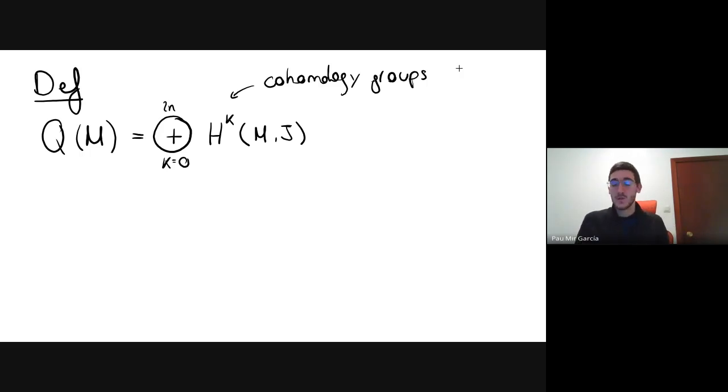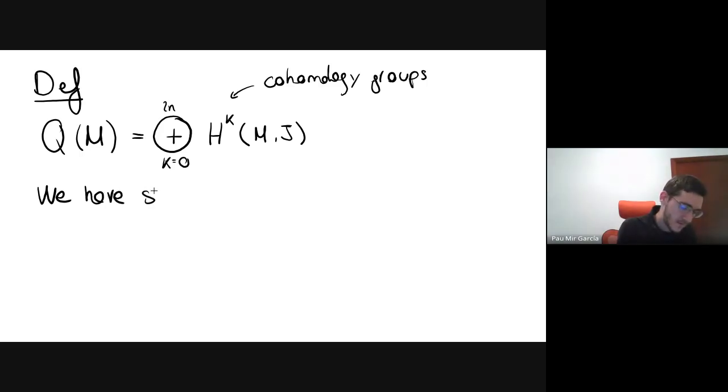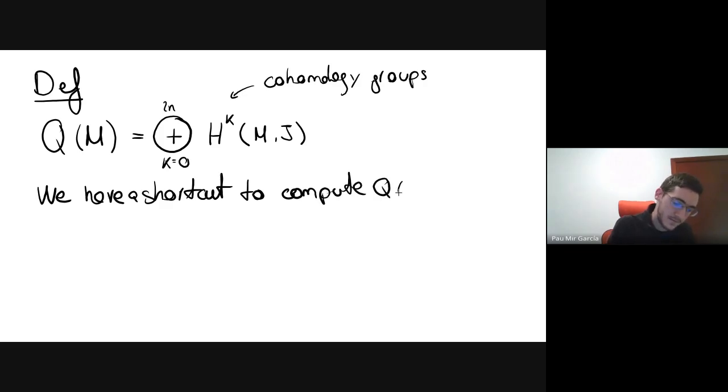What is interesting, and what allows us to compute geometric quantization effectively in many cases, is a theorem by Sniatycki, which in some sense allows us a shortcut to arrive at the quantization. This could be difficult to compute, but we have a shortcut, an easy way to compute the geometric quantization of a manifold in general. To compute Q of M, which is the geometric quantization of M.